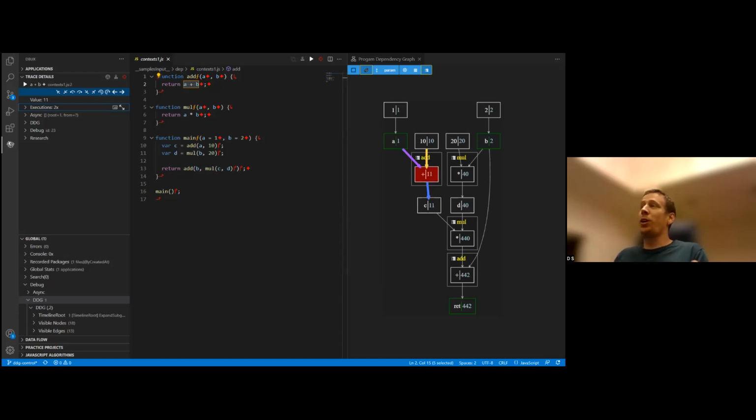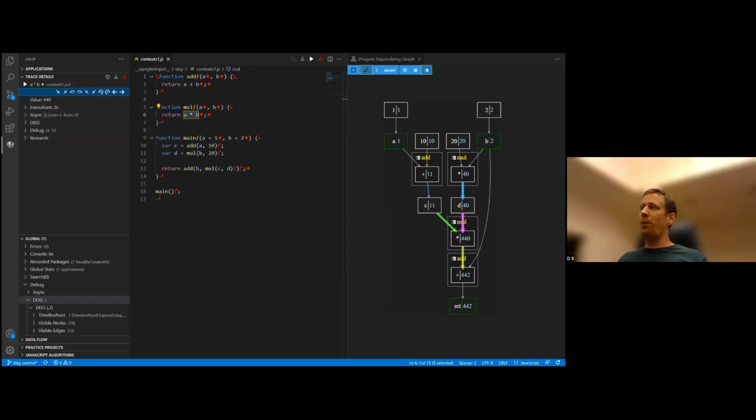The next thing, what happened? We took this whole thing and put it in a variable called C. So we click that, it takes you over there. The value of that is 11, of course. And then we took this value of 11 and multiplied it with the value of D over there. So if I click there, again, that's here.